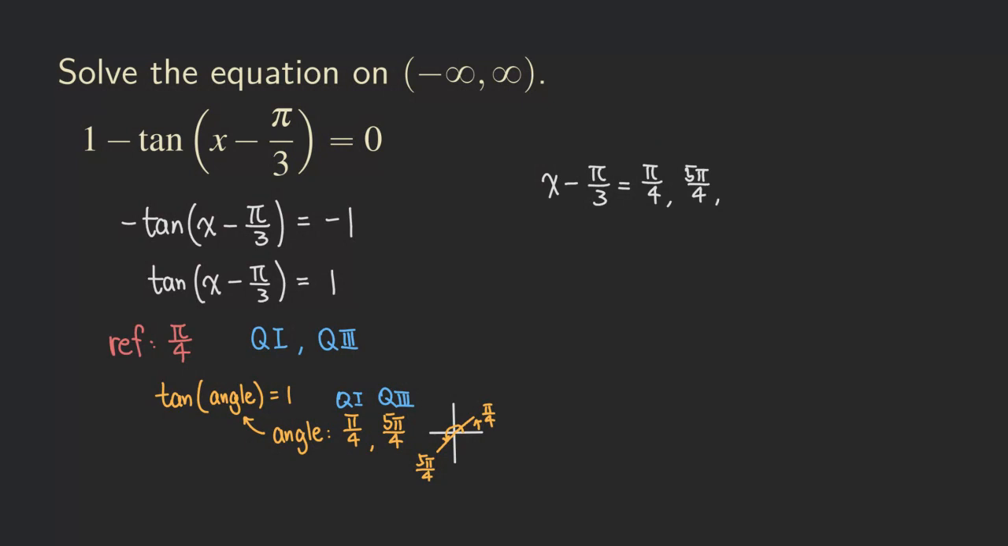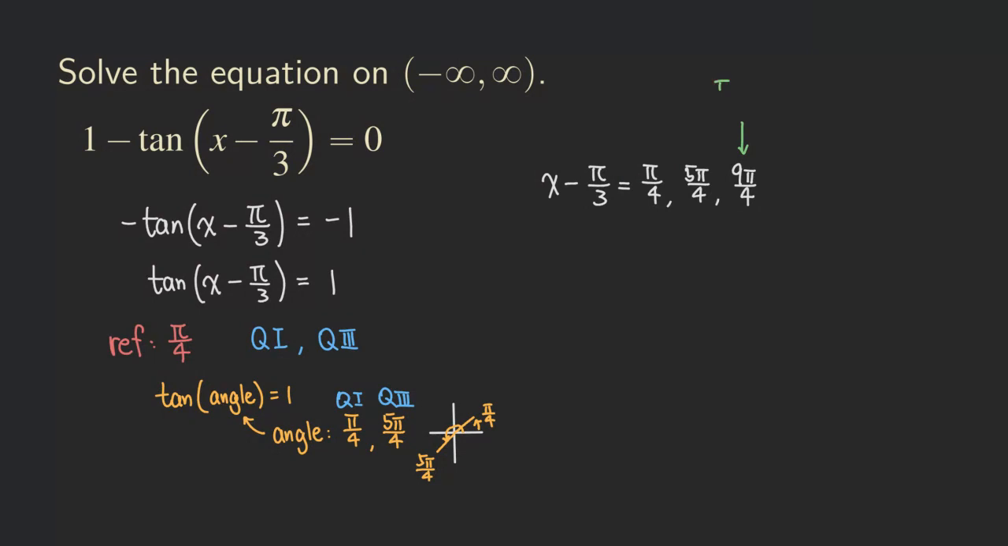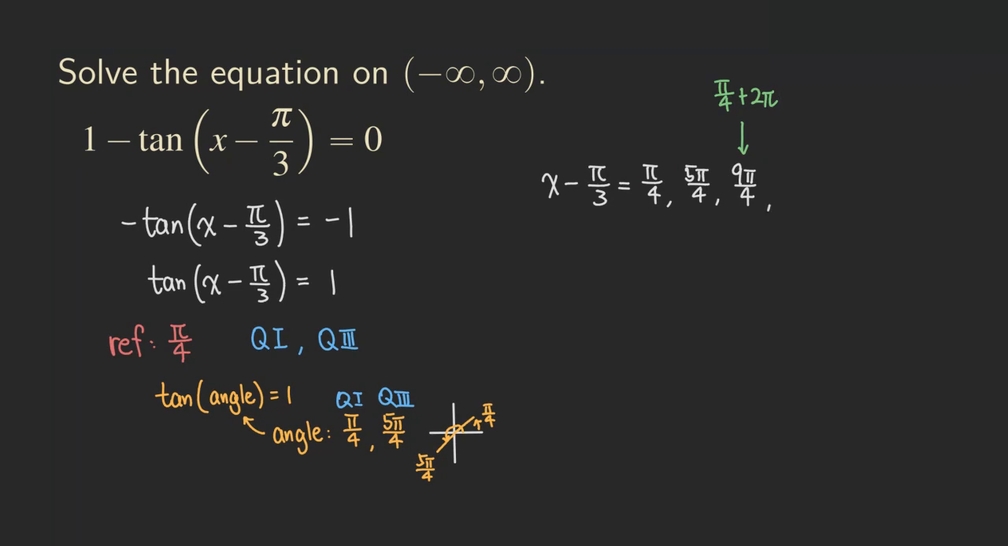And then you may say, what about the next one? The next one is really coming back to the first quadrant, but then you need to add 2 pi to it. So adding 2 pi to the pi over 4, that would be 9 pi over 4. This one comes from pi over 4 plus 2 pi. What about the next one? If you add another 8 in there, it will be 13 pi over 4. This one is obtained by using 5 pi over 4 and adding 2 pi to it.